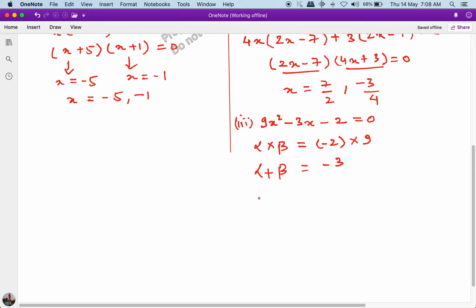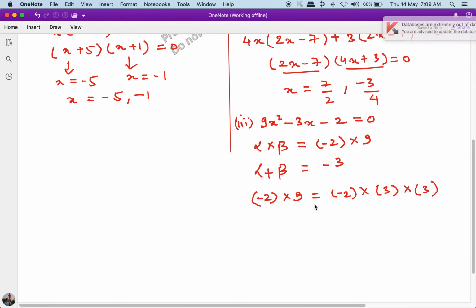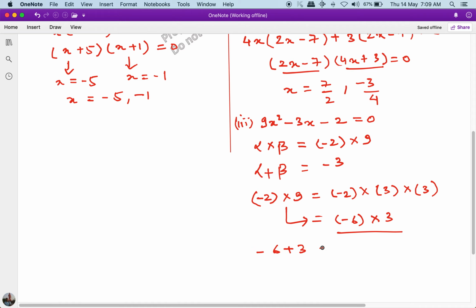Now if you take minus 2 into 9, you actually get minus 2 into 3 into 3, which will give you minus 6 into 3. Now the product of minus 6 into 3 gives you this value, and if you add these two terms, that is minus 6 plus 3, you get minus 3, which is alpha plus beta.